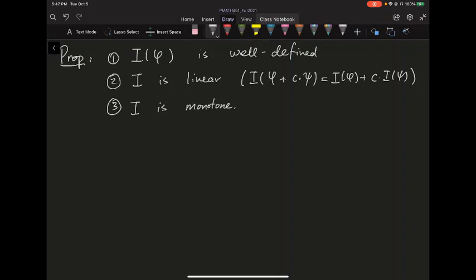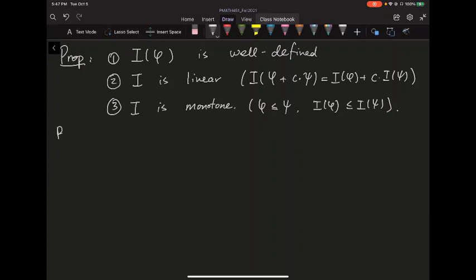And finally, I want to show it's monotone. Basically, if I have a comparison between two simple functions, phi less than or equal to psi, then I of phi is less than or equal to I of psi, okay? So really the first one is the hardest one to prove. The second and third should follow really easily once we prove this is well defined.